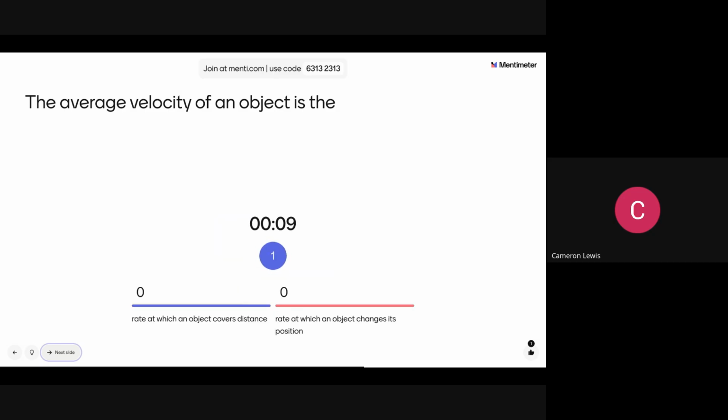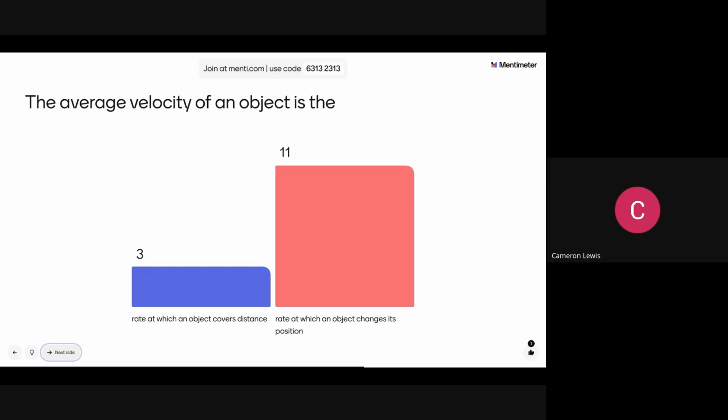Then we have the average velocity of an object. Scalars go together, vectors go together. So we're looking at the rate at which an object covers distance or the rate at which an object changes position. Good. We're looking at the rate at which an object changes its position. So that's the vector quantity.